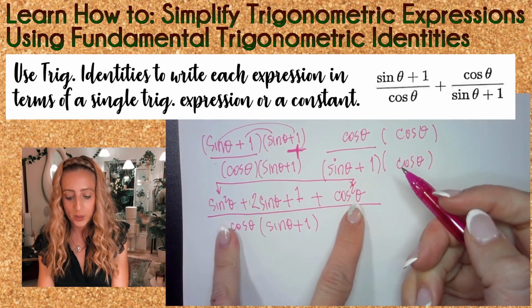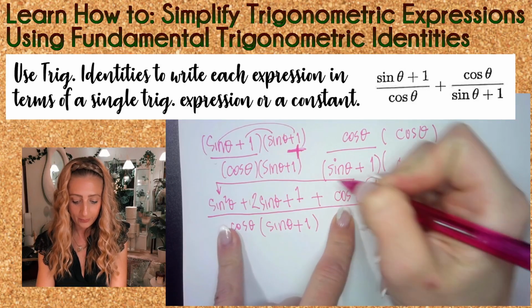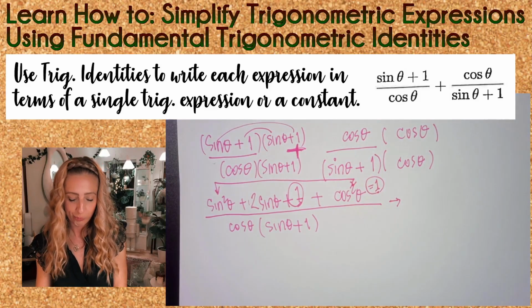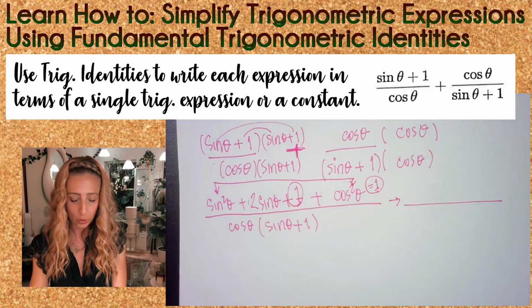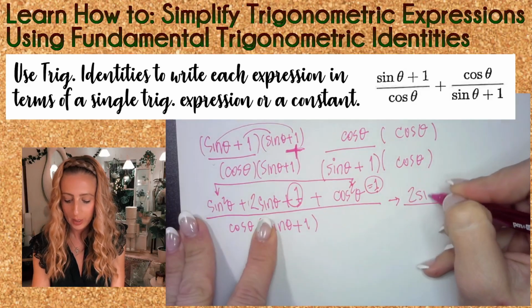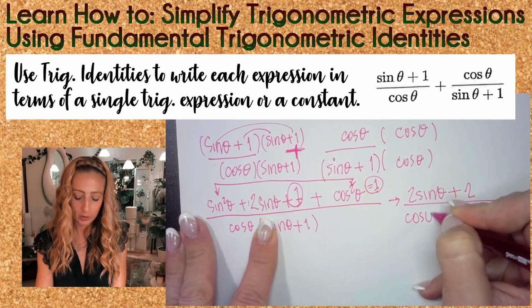Sine squared theta plus cosine squared theta, that is 1, right? And I already have a plus 1 right over here. So 1 plus 1 is 2. If you want to break it up into 2 steps, you break it up into 2 steps. I'm going from here: 2 sine theta plus 2 over, look at your denominator.